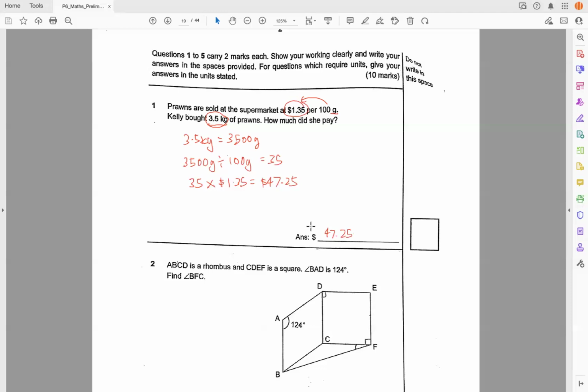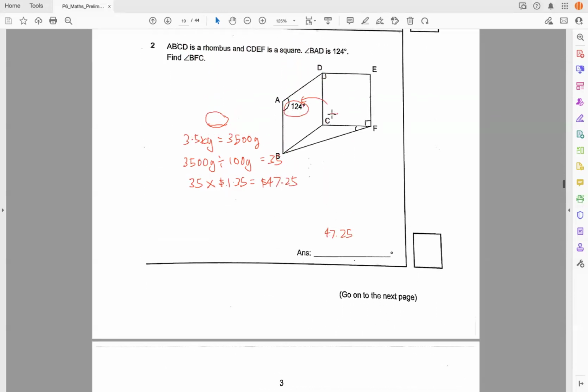Okay? Easy. Let's go on to question 2. ABCD is a rhombus, and CDEF is a square. BAD is 124 degrees. Find BFC. We're looking for this angle, okay?